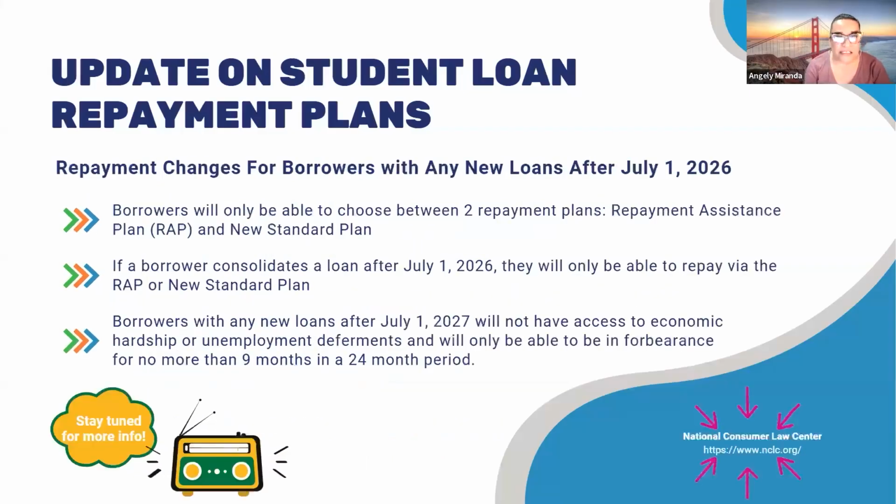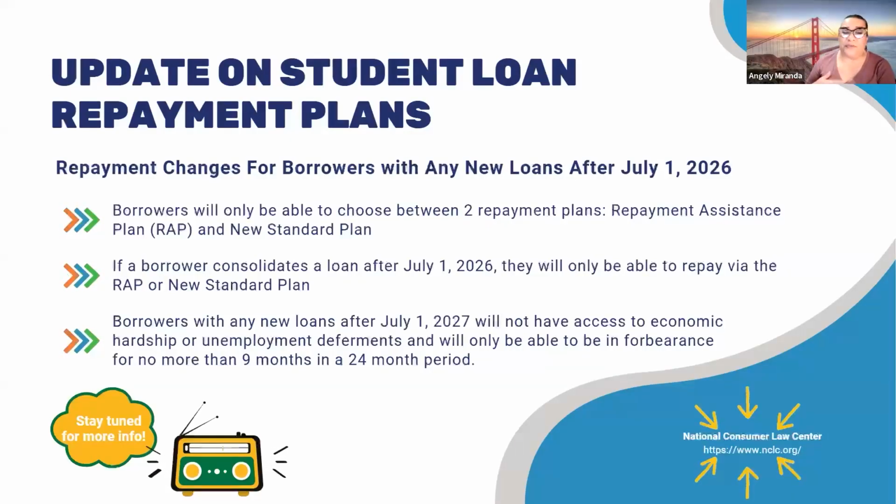The next one is repayment changes for borrowers with any new loans after July 1st of 2026. Borrowers will only be able to choose between two repayment plans. Again, these are for new borrowers, those who are going to college this year and are getting financial aid and student loans as a part of that. So the Repayment Assistance Plan and the new standard repayment plan will be the options they have. If a borrower consolidates a loan after July 1st of 2026, they will only be able to repay via, again, the RAP plan or the new standard plan.